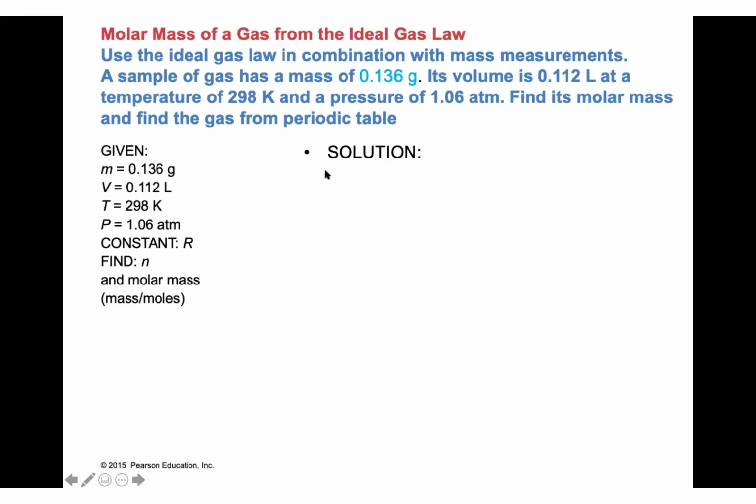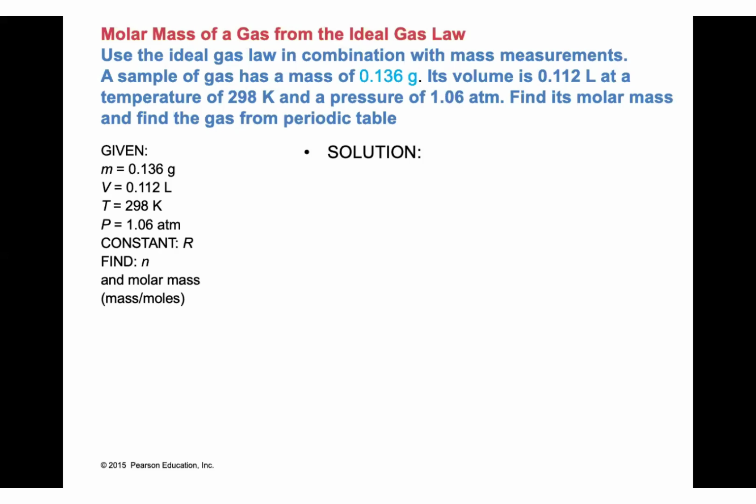So I'm going to write it down. Temperature is 298. Okay, I'm happy, it's in Kelvin. And the pressure is also in atmosphere, that's good. Then it's asking for what? Find its molar mass, and find the gas from the periodic table. Well, that's okay. The teacher didn't tell me about that.